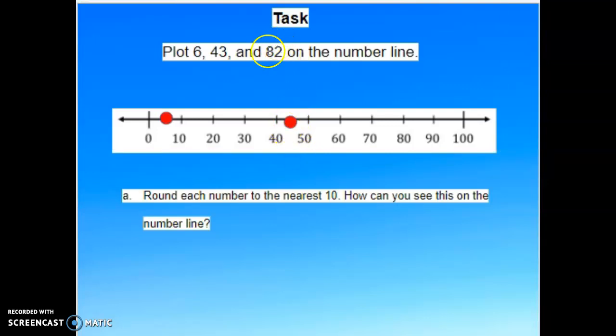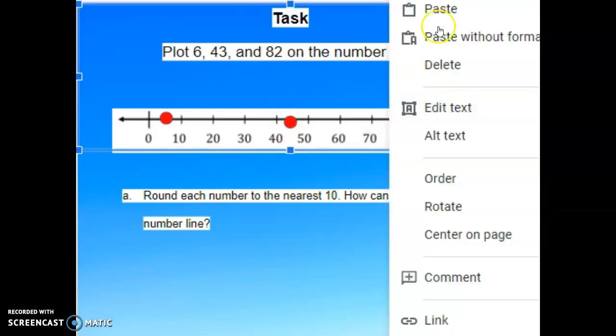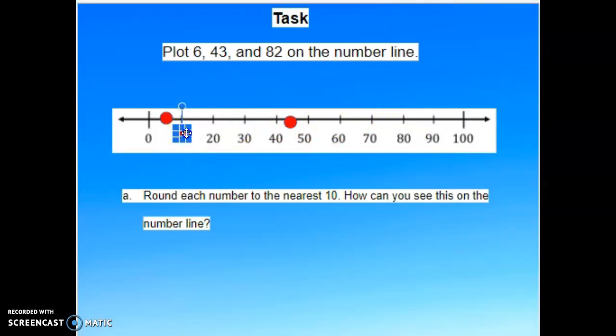The next thing that I'm going to do is the 82. Again, I'm going to be thinking what two tens 82 is between. Because of the 8 that's in the tens place, I already know it's going to be at least 80. The next 10 is going to be 90. So I'm going to go ahead and paste again to get my circle or dot. And I also know that it doesn't go past the halfway mark, so it's going to be closer to 80 on the number line. So it is 82. We already know that. Okay, so we're going to be closer to the 80.